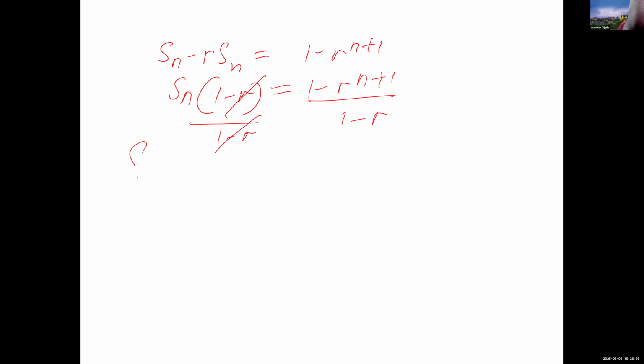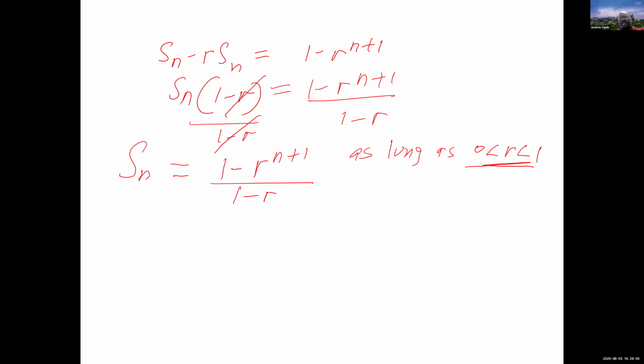So that means the sum of any finite geometric progression series, finite meaning the series has got an end date, you just take 1 minus R to the n plus 1 over 1 minus R, as long as R lies between 0 and 1. R must be a number that is bounded between 0 and 1. That's what we said in the beginning. Now, we can play a little bit with this, but I'll come back to that. This is for finite series.